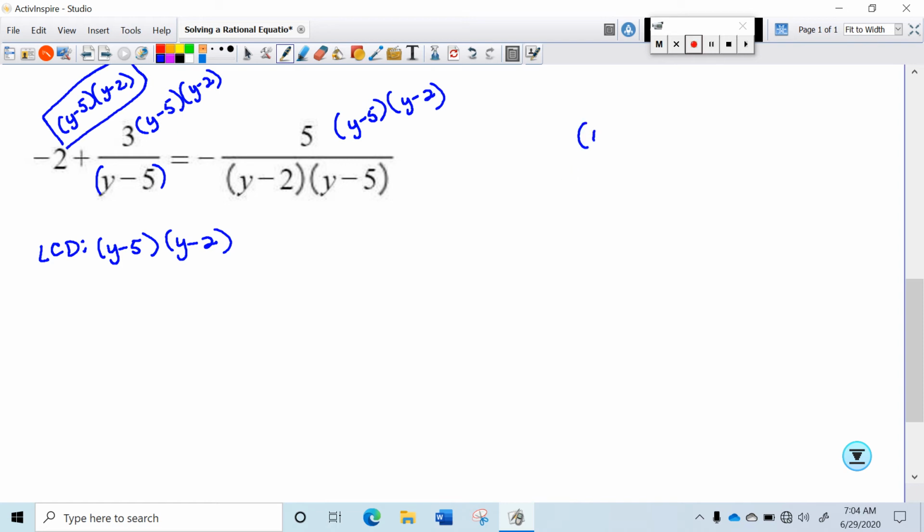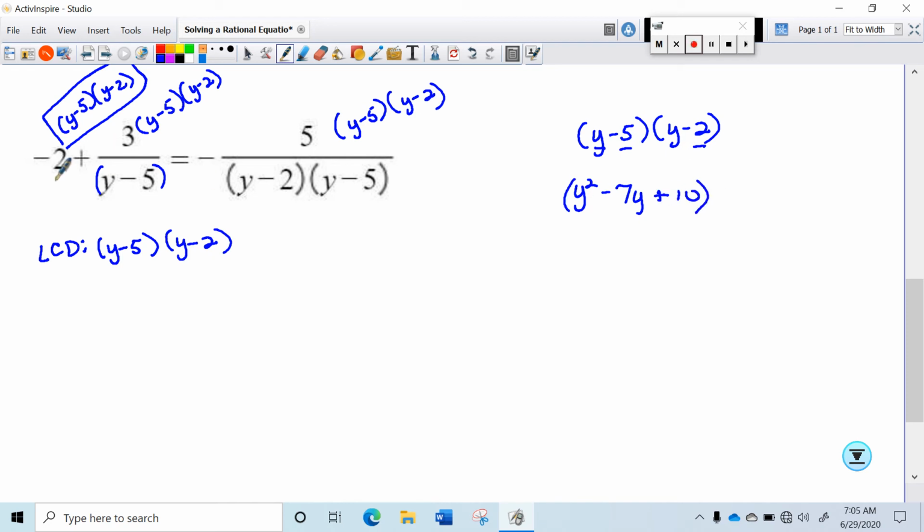I'll come out here and do it. Y minus 5 times y minus 2. You square the first thing, y squared. You add the last two. So a negative 5 and a negative 2 is a total of negative 7. And then you put the y with that. And then you multiply the last two. Negative 5 times negative 2 is a positive 10.